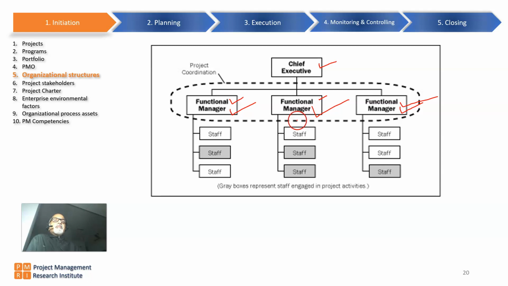Now if I'm implementing an SAP kind of ERP application here, most probably I'll get borrowed resources from these functional departments, and they'll work for me. If I am the project manager for the project, they will work for me for the project related things. And at the end of the project, they will all go back to their respective functional departments. So in a functional organization, most probably these functional managers will have more authority than the project managers.